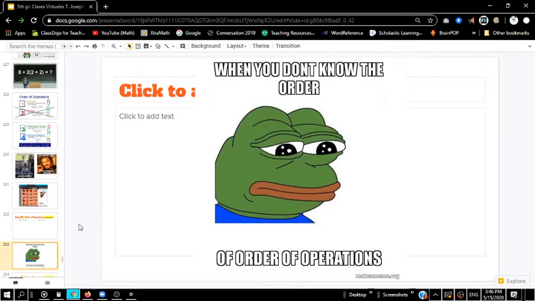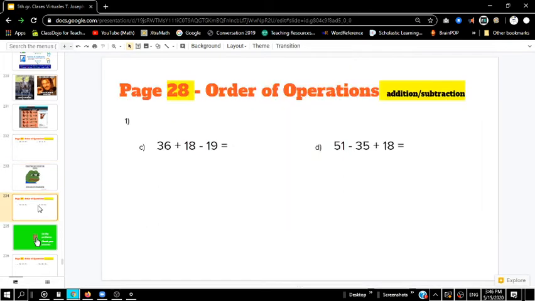Before I do that, I'm going to show you a quick meme. It says, when you don't know the order of operations, you feel sad. But we are learning the order of operations, so there's no reason to feel sad.